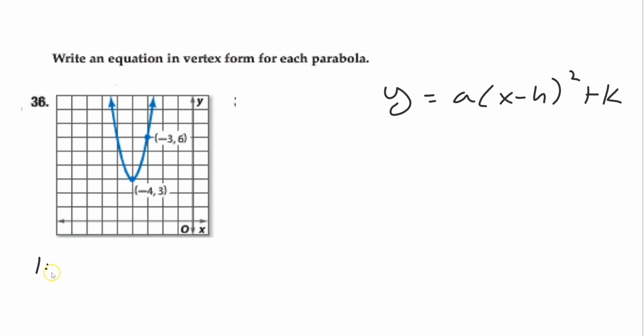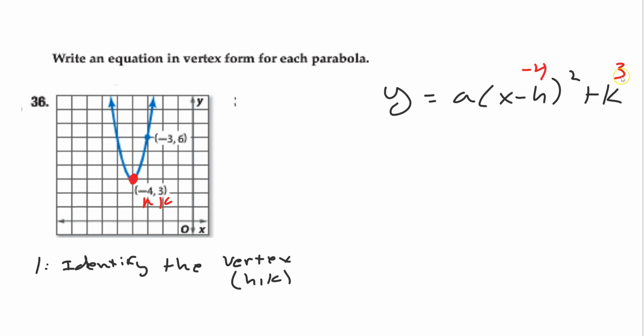Well, first, identify the vertex, because that is your h and k. So if you point out what the vertex is, that gets your h and k. So right here, my vertex is this point right there. So that's h and k. So I'm actually almost halfway done. 4 and 3. Now, all I want to do is find out what the a is.